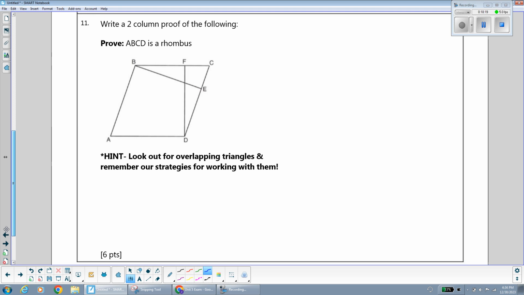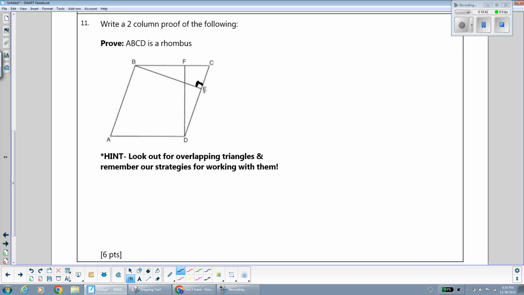Okay, over here, we are proving that we have a rhombus. What we know is that we already have a parallelogram. We also have information about perpendicular lines. BE is perpendicular to CED. So I know that they're going to form right angles where they intersect. So here's BE and here's CED.